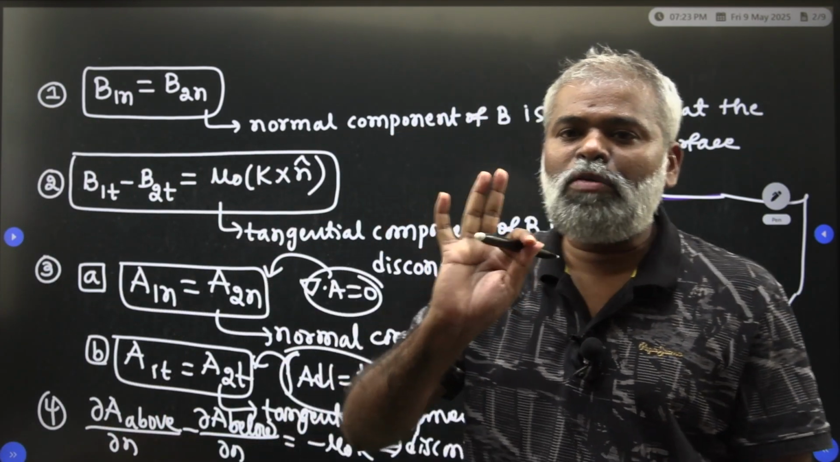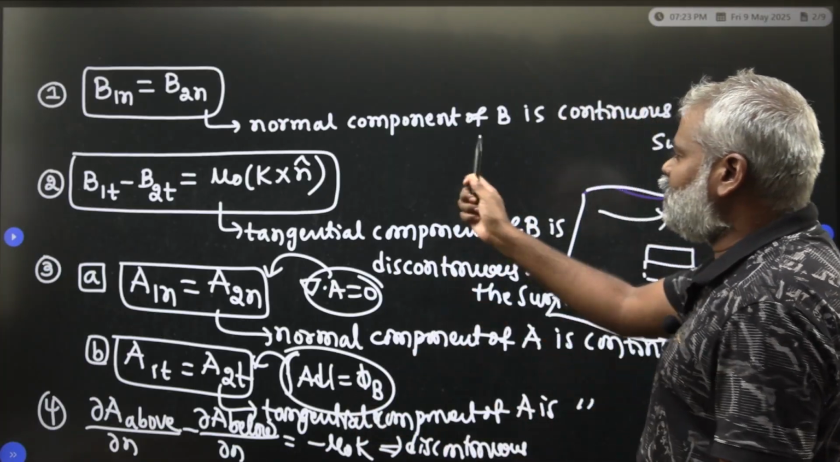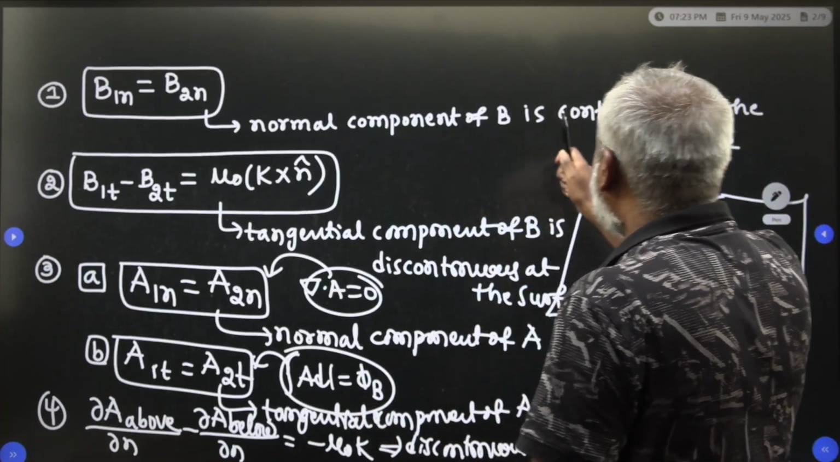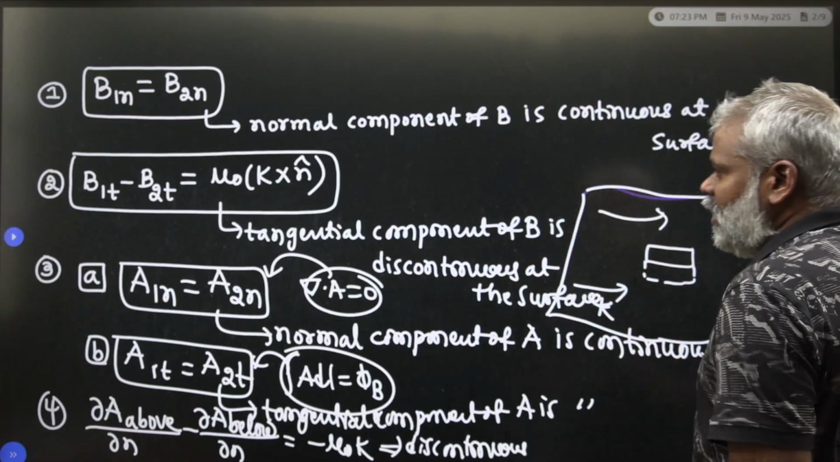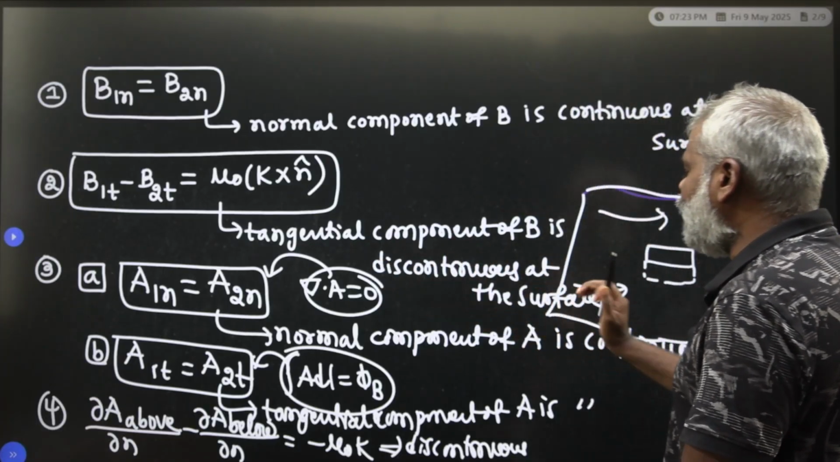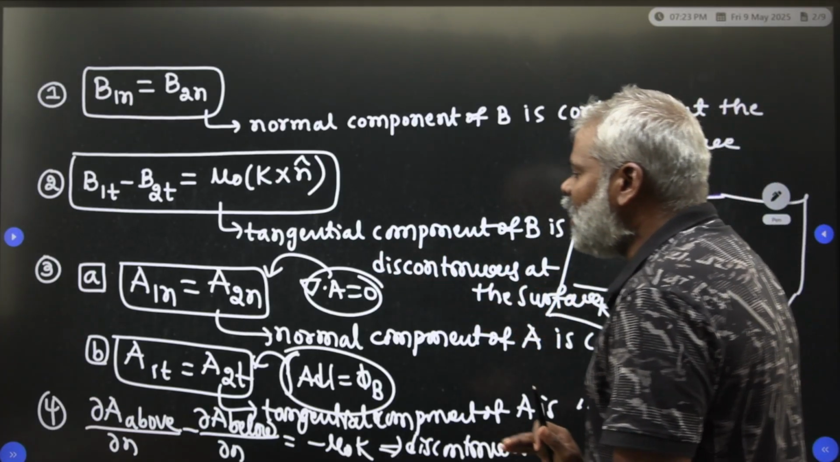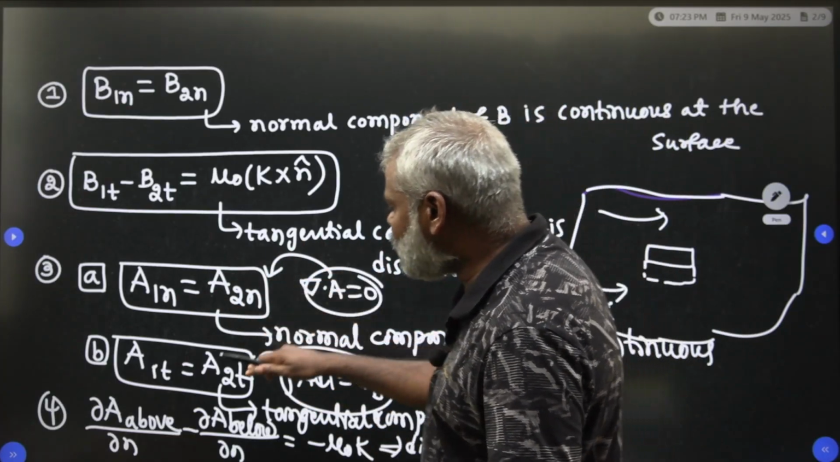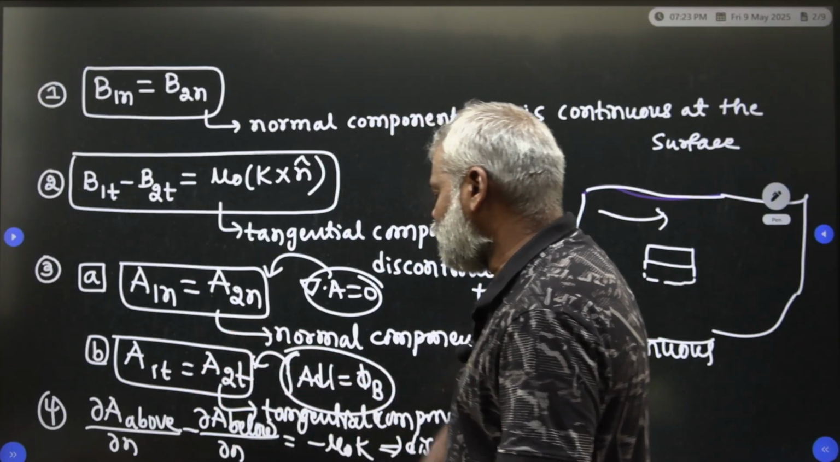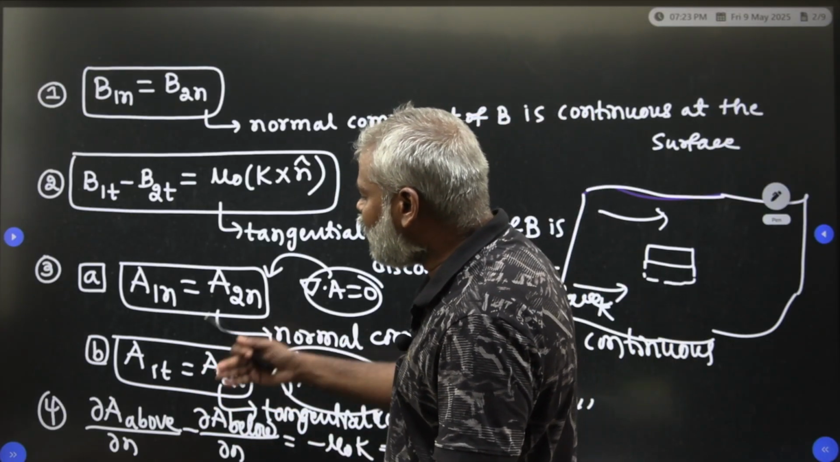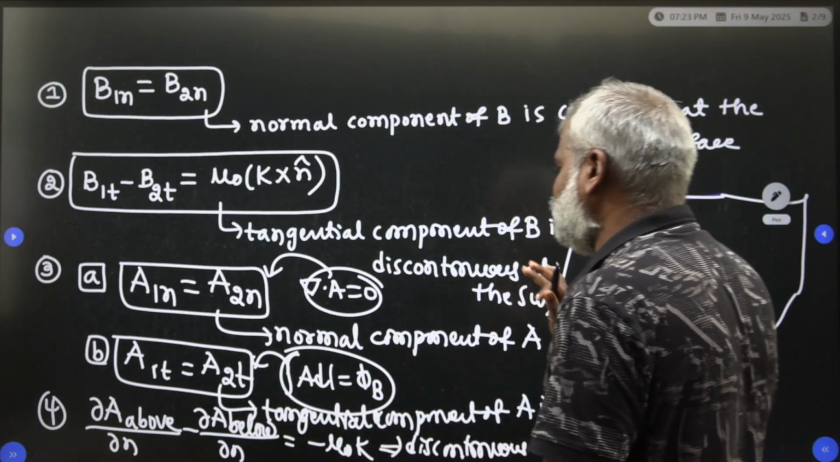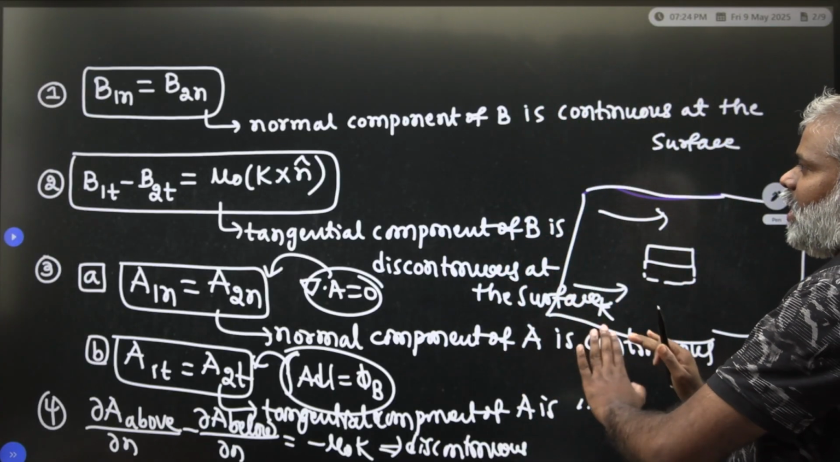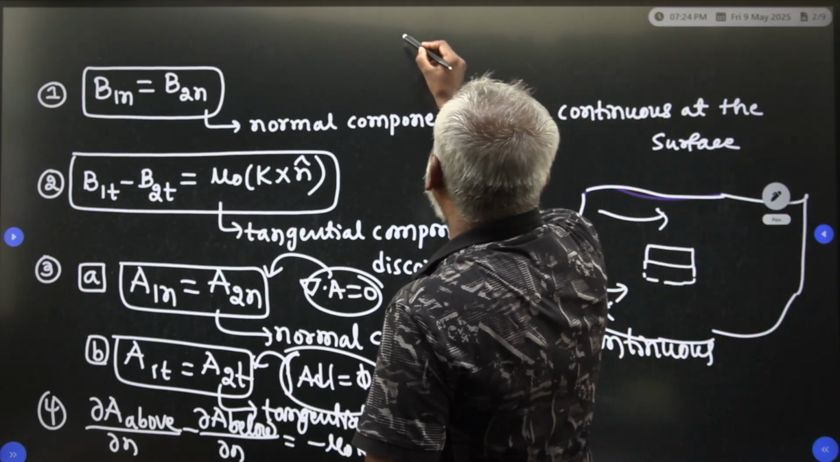So these are the boundary conditions we have. The normal component of B is continuous, the tangential component of B is discontinuous, the normal component of A is continuous, the tangential component of A is continuous, and the normal derivative of A is discontinuous. So these are the boundary conditions.